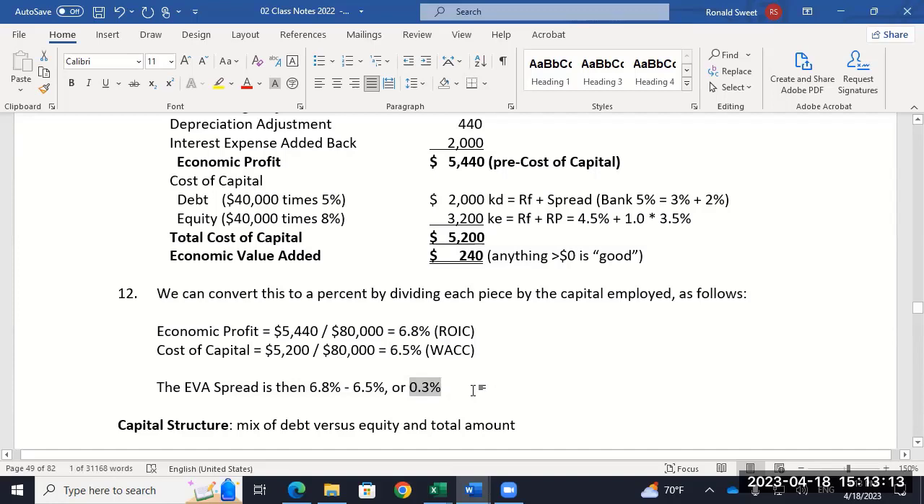Now at USAA, Bob Davis, his goal, I think, was 2%. He wanted us to make a 2% EVA. I don't know where the 2% came from. So if our cost of capital was 5%, we need to make a 7% return on invested capital.